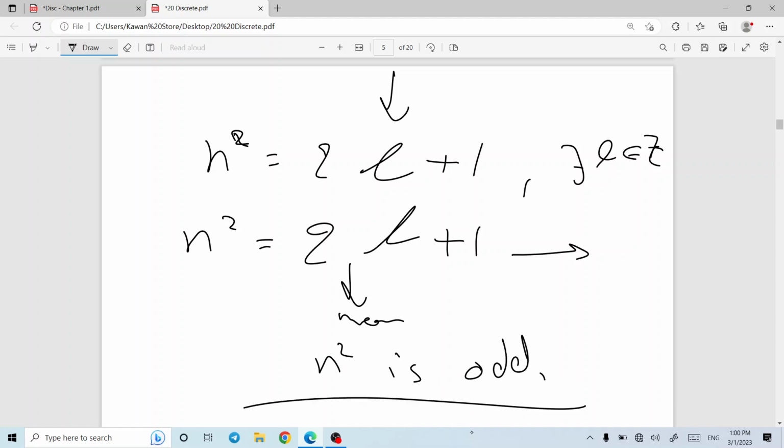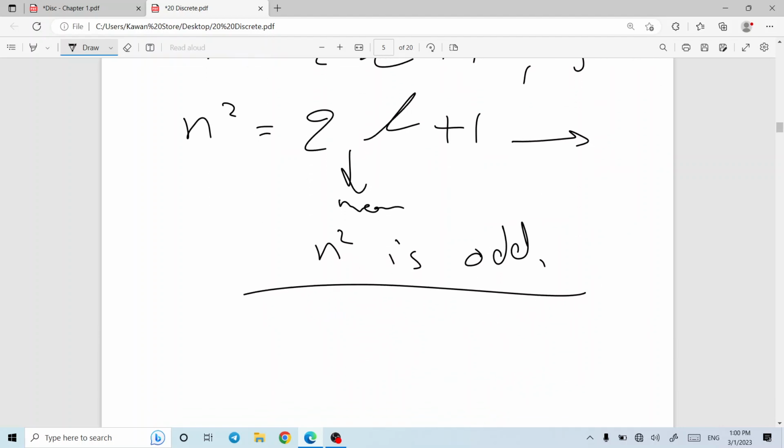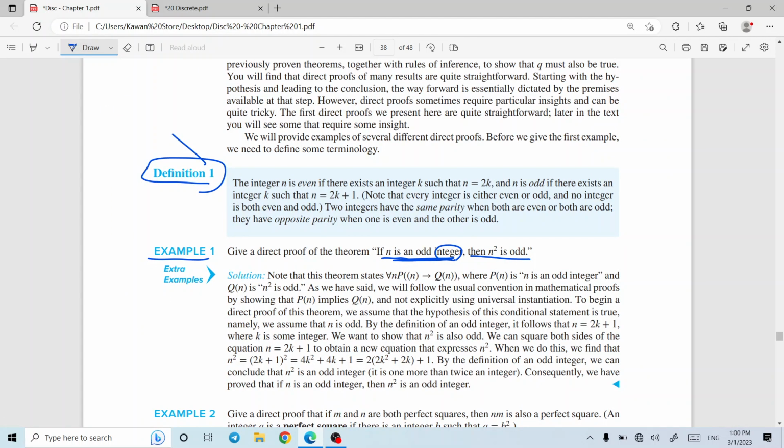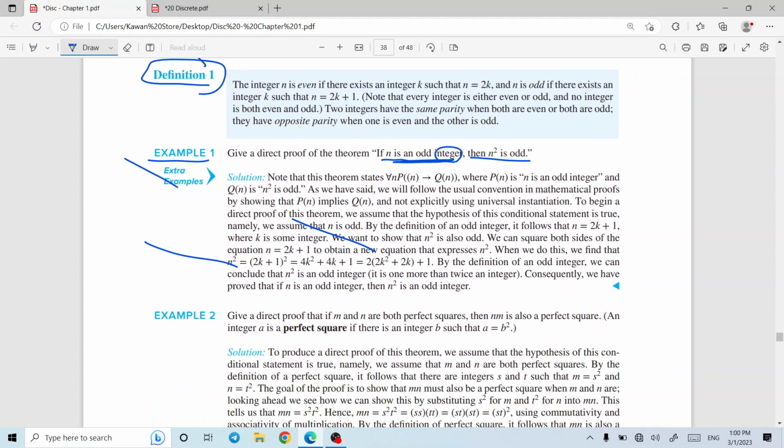You proved it. It's like a game, like a puzzle. Kindly make your mobile silent. So n squared is odd. Understood? So you know how to use the direct method. You don't need to make it more messy. That's the direct method. Now, second example.